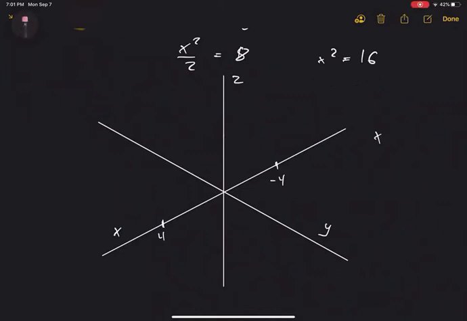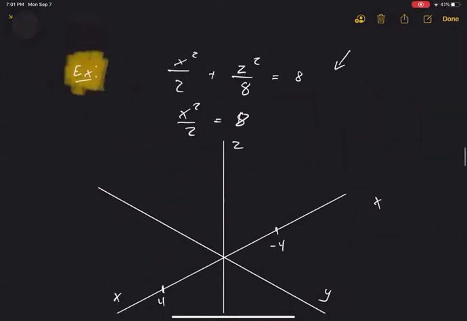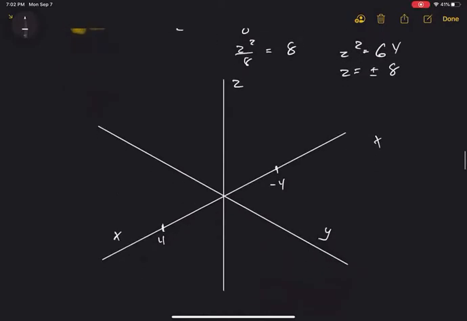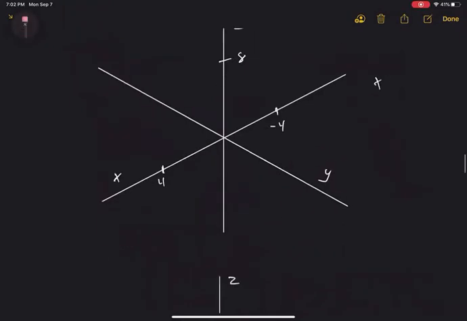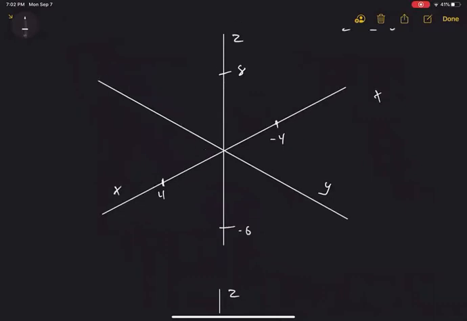And then on the other hand, if I plug x equals 0 into this equation, it reduces to z squared over 8 equals 8. In other words, z squared equals 64, so z equals plus or minus 8. So my other edges of my ellipse would be positive 8 and negative 8. So when y equals 0, we should draw this a bit further down. When y equals 0, I get this ellipse that looks like this.